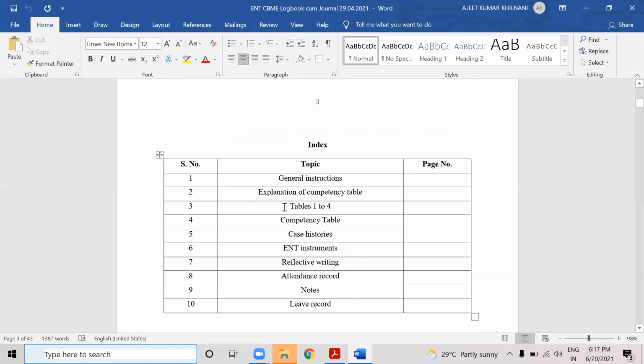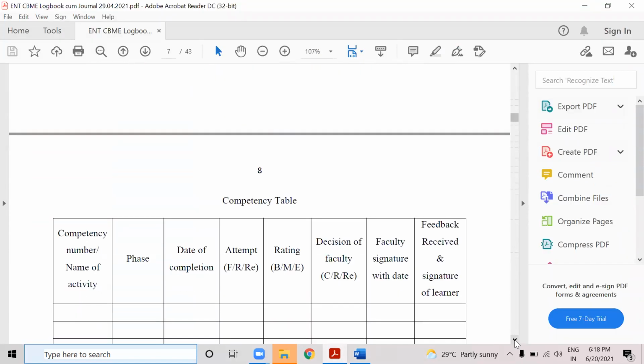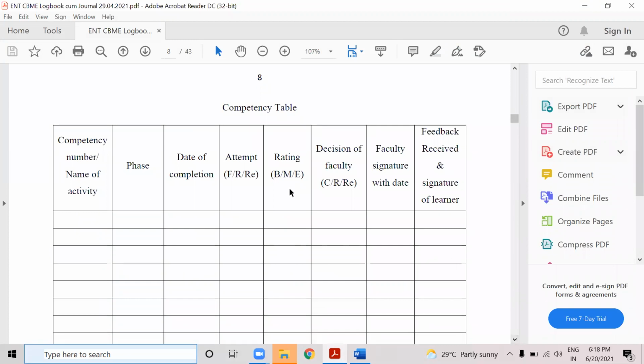So we have seen the 4 tables. Now the actual competency table is there, where we will record how the student passed that particular competency. At this point, I'll again explain the competency table in detail. After these 4 tables, I have kept the competency table. In one page, I can put these 30 columns, so I have kept 5 pages for the competency table.